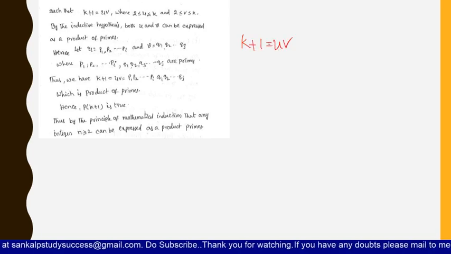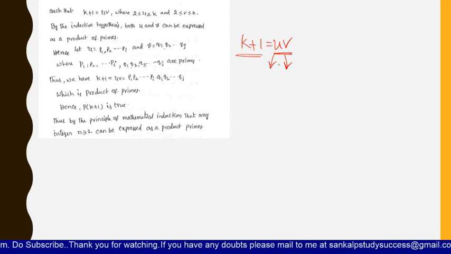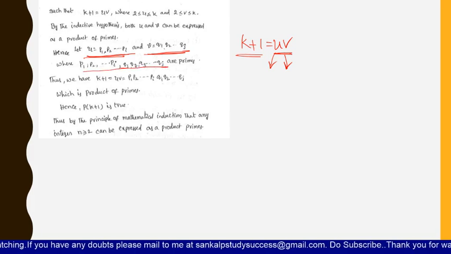That means you are expressing this composite number in the form of a product, u into v. Both u and v we are expressing in the form of a product of primes. That means u is a product of primes and v is a product of primes. So if you take u equal to p1, p2 and so on up to pi, and v as q1, q2 and so on up to qi, then p1, p2 and so on up to pi and q1, q2 and so on up to qi are prime numbers. So hence S of k plus 1 is also true.